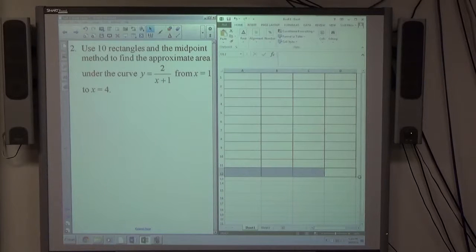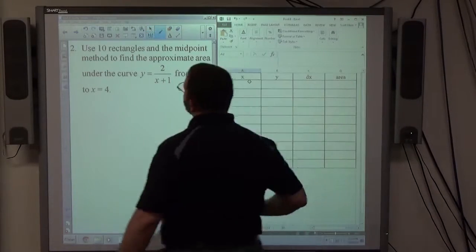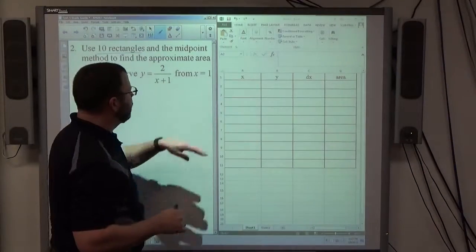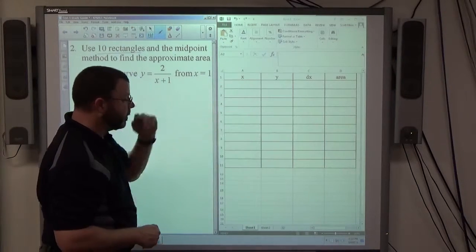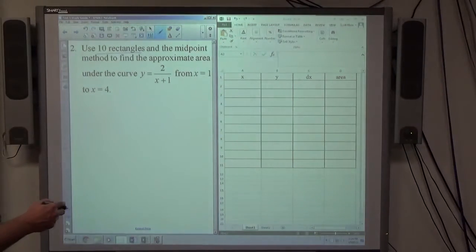Midpoint method requires one less box here, so I can just delete this row at the bottom. Alright, so we still have x, y, delta x, and area as my categories up here. Once again, it says use 10 rectangles. So again, with midpoint method, 1, 2, 3, 4, 5, 6, 7, 8, 9, 10. We're going to use exactly 10 rectangles.